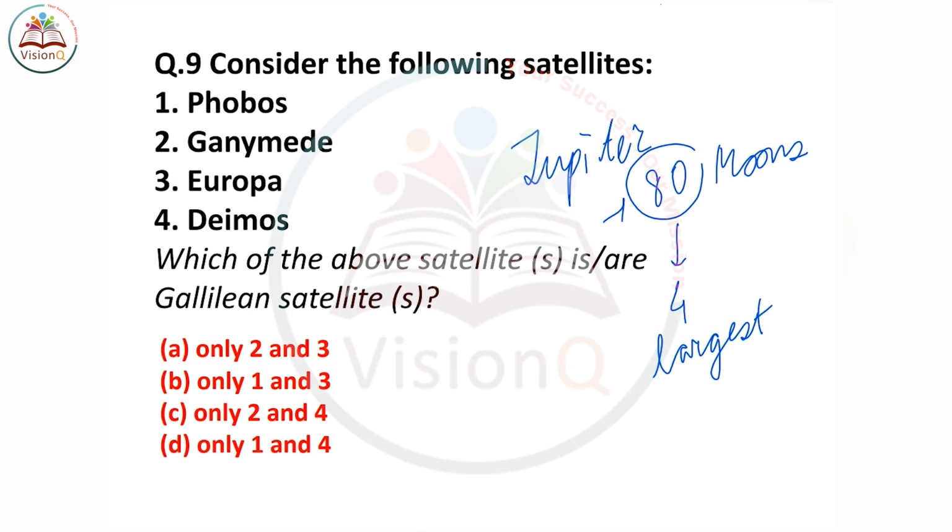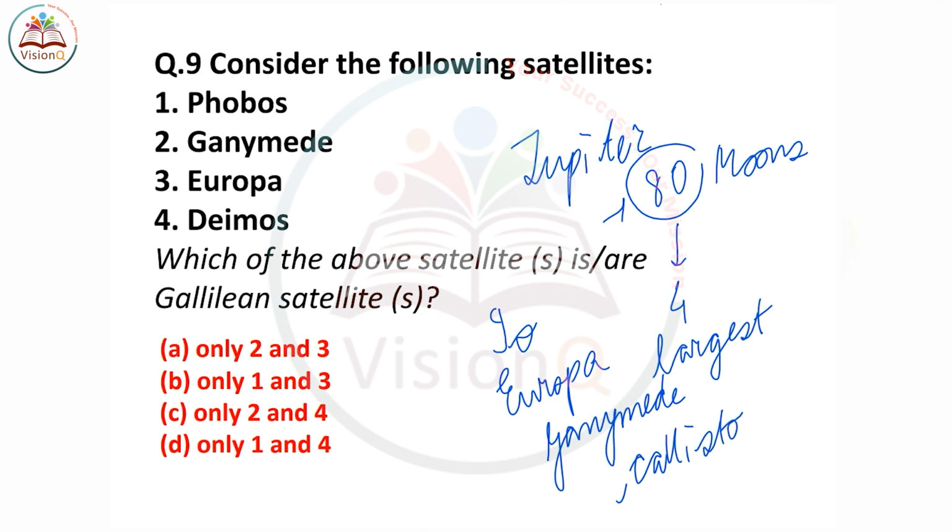Out of these largest 4 moons, the names of these 4 moons or 4 satellites are: first is Io, next is Europa, third is Ganymede, and last is Callisto.